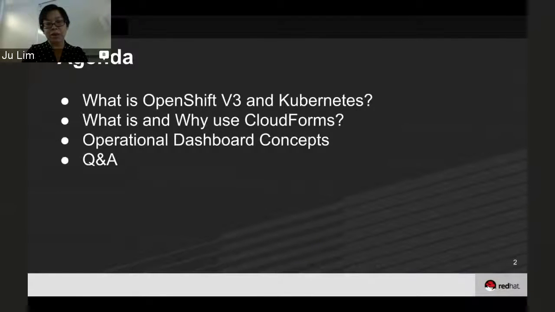What we're going to talk about today is give you a quick overview about some of the underlying technologies and some of the ways we're approaching how we're going to actually monitor or operationalize the management of OpenShift V3 and Kubernetes. And as Steve mentioned, if you have questions, we will be pausing throughout the presentation, and feel free to also use chat during that time.